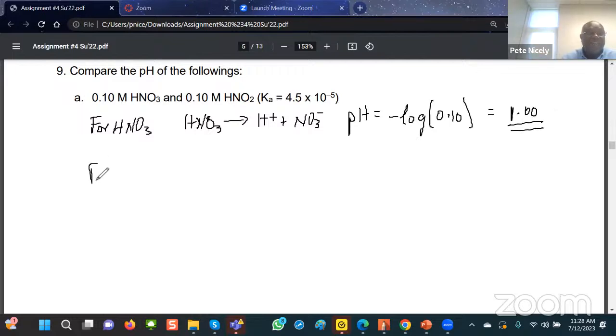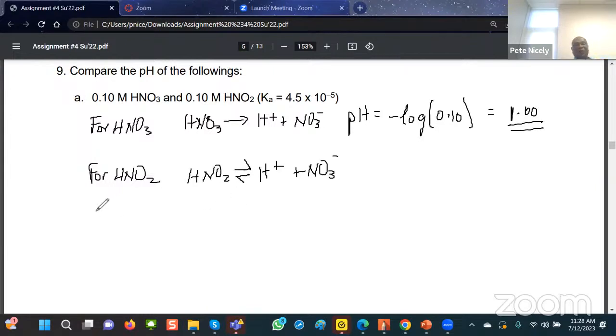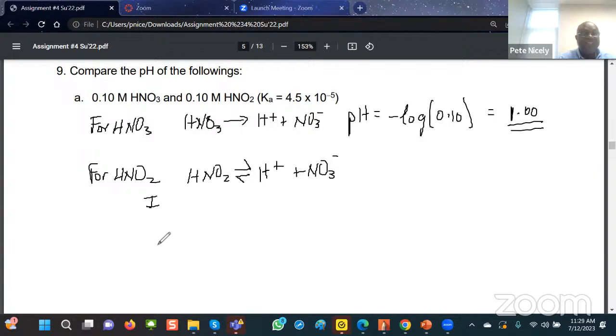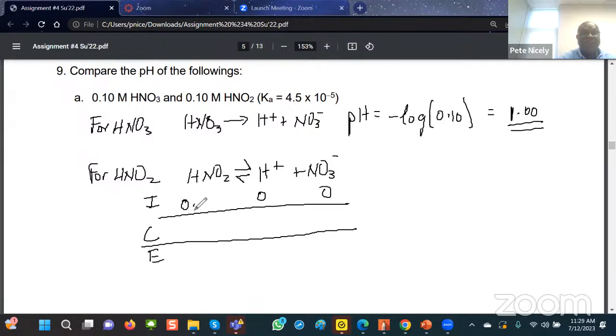Okay, what about the nitrous acid, HNO2? In this case, the nitrous acid is a weak acid. So in other words, it undergoes partial dissociation as reflected in this equation right here. Right? So how would you go about doing this? You should be able to do this now based on what we did in the previous question. You would set up the ICE table: initial, change, equilibrium, right? Initially you would have none of these two, and you would have 0.10 here, right?